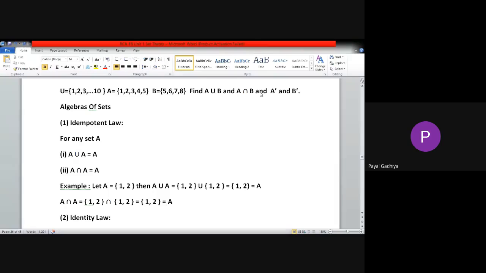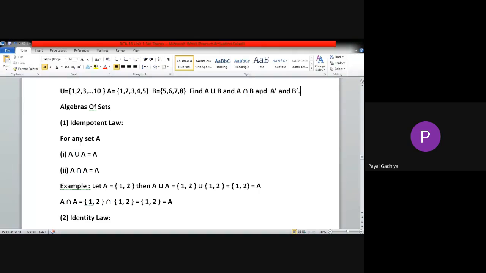Okay. Now we need to find A dash. A dash means all those elements which are in U but not in A. So we have to find U minus A. All those elements which are in A, we have to delete from the universal set. So 1, 2, 3, 4, 5, 6, 7, 8, 9, 10 minus 1, 2, 3, 4, 5. Ultimately it will be 6, 7, 8, 9, 10. So this will be A dash.